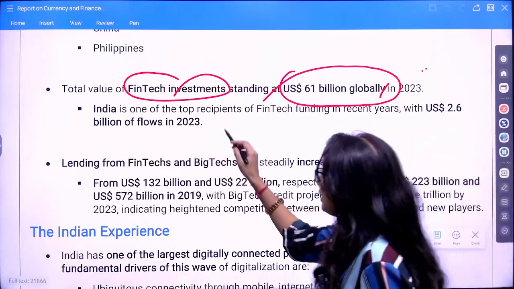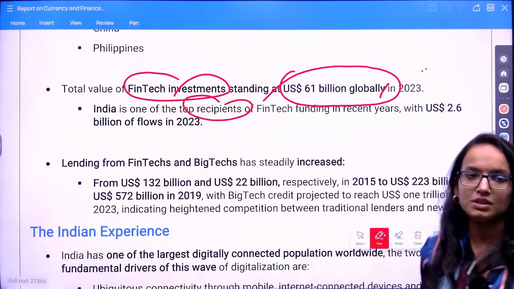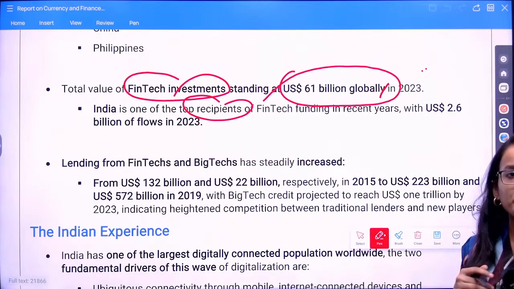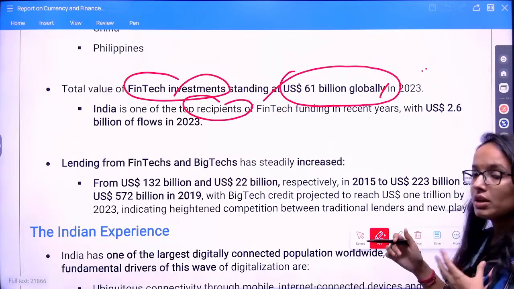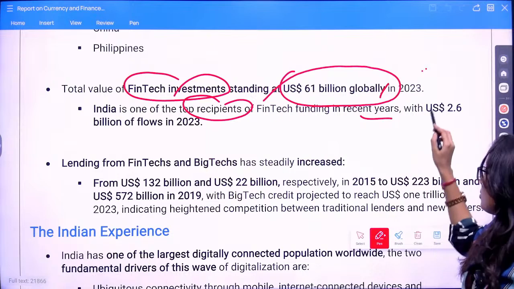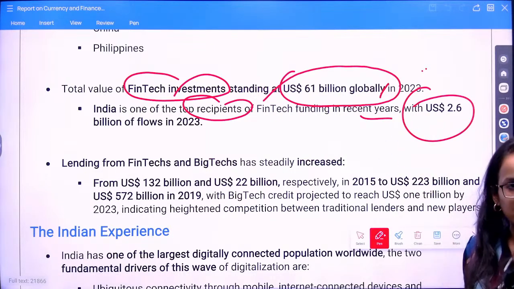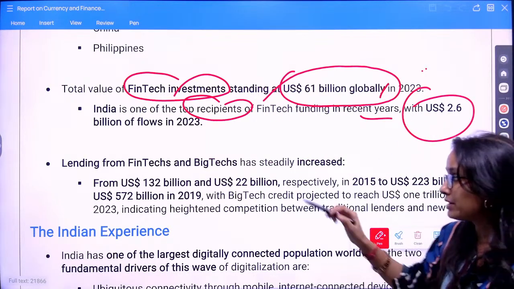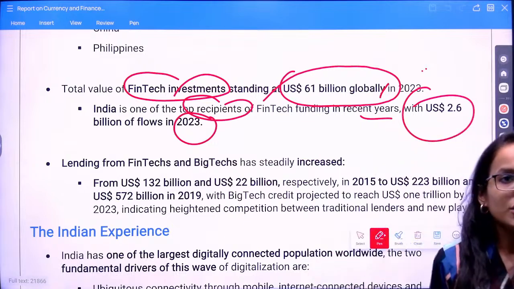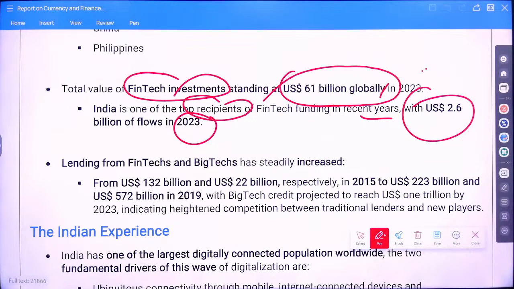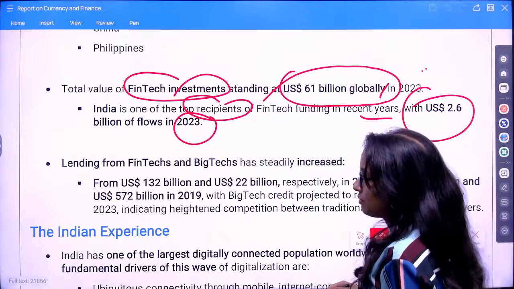India is one of the top recipients of fintech investments. Remember this fact. India is one of the top recipients of fintech funding or investments in recent years. How much? With 2.6 billion US dollars of fintech investments in 2023.